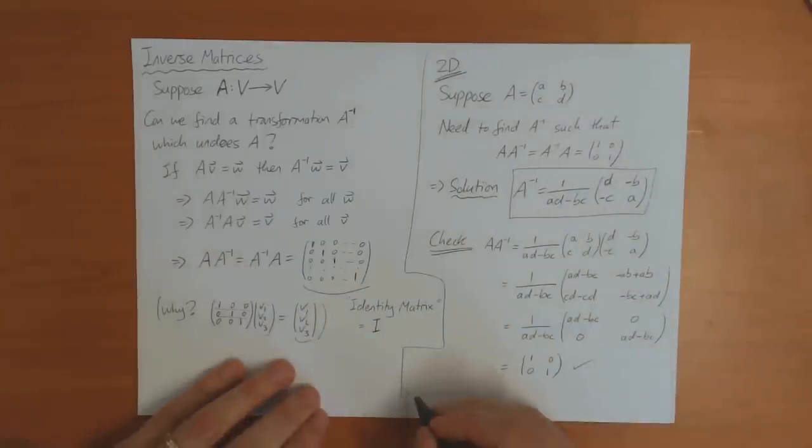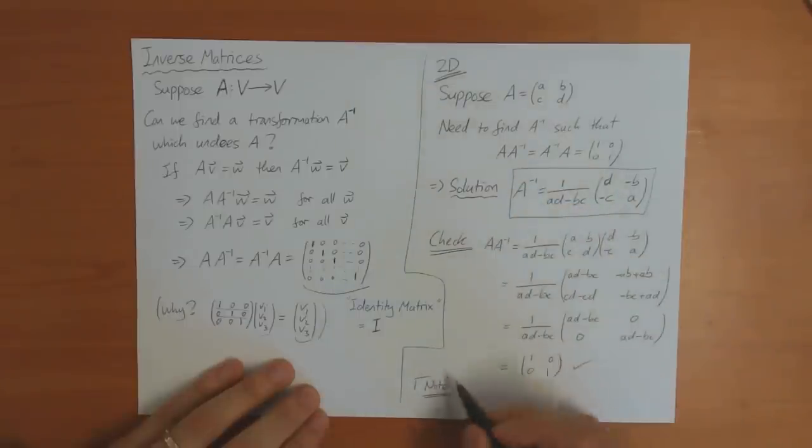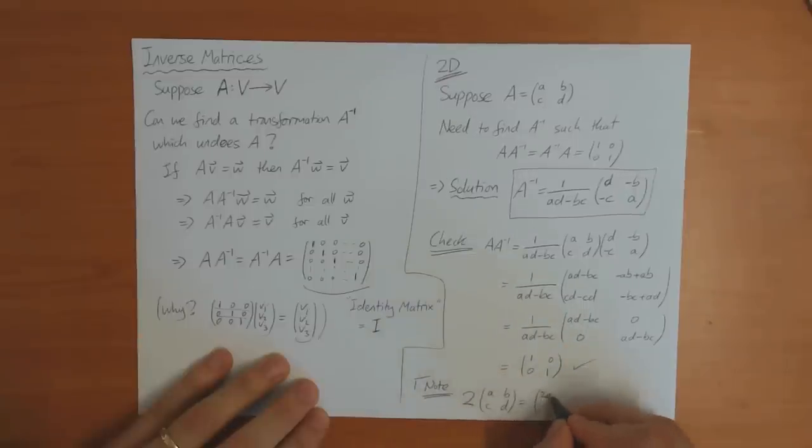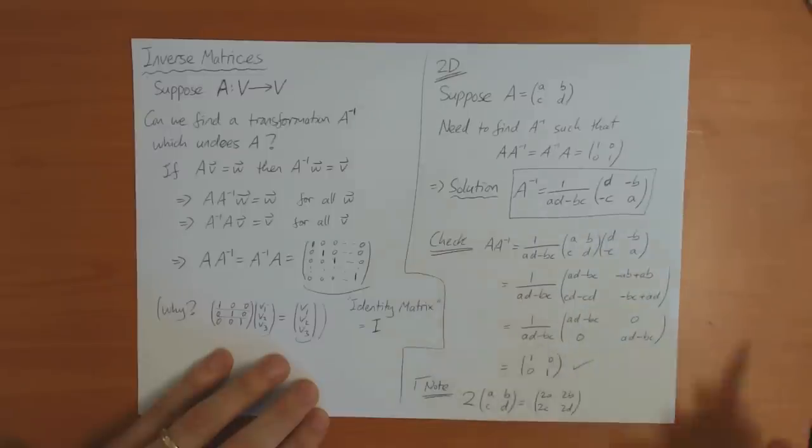Okay. So I maybe should have mentioned this. What it means if there's a number outside the matrix, if I've got 2 times a matrix A, B, C, D, for example, this means you multiply everything by 2. So this is 2A, 2B, 2C, 2D. So this number here means you multiply everything inside the matrix by this number, and then you get that.